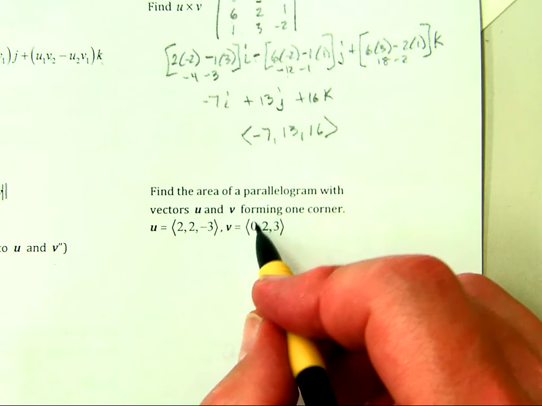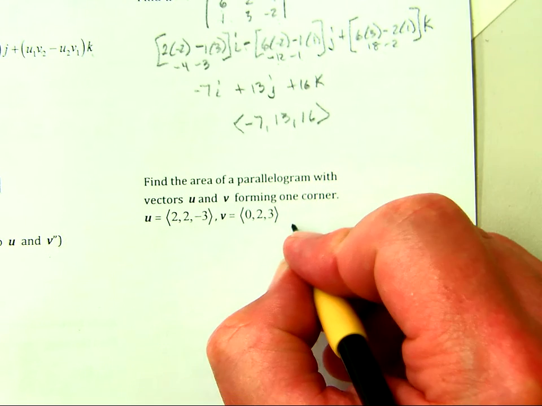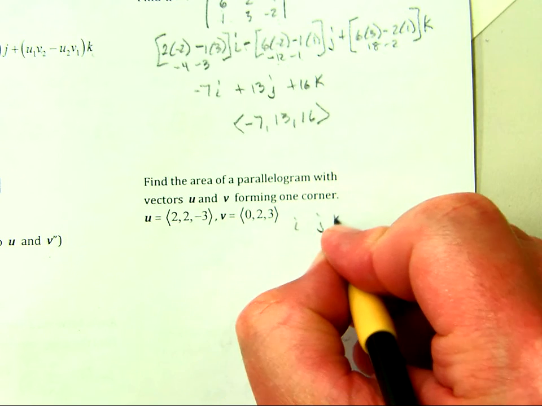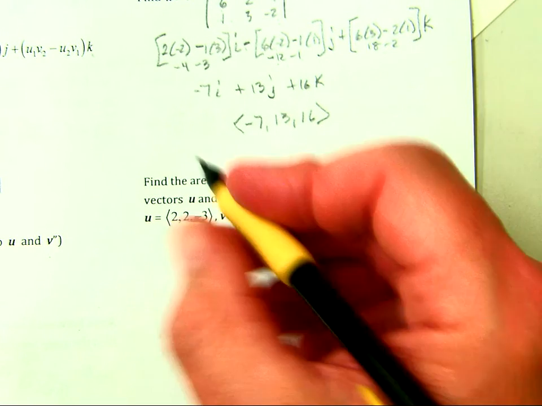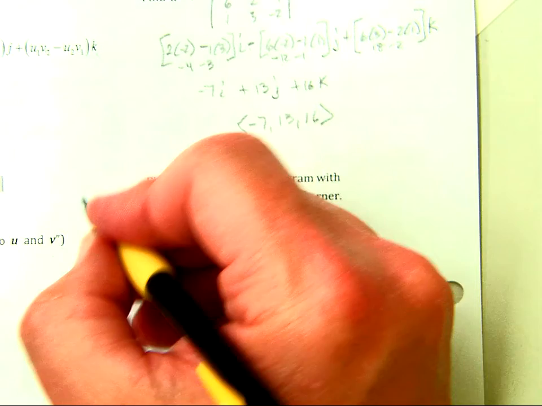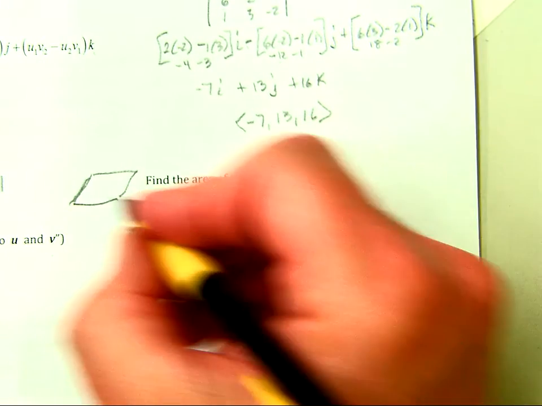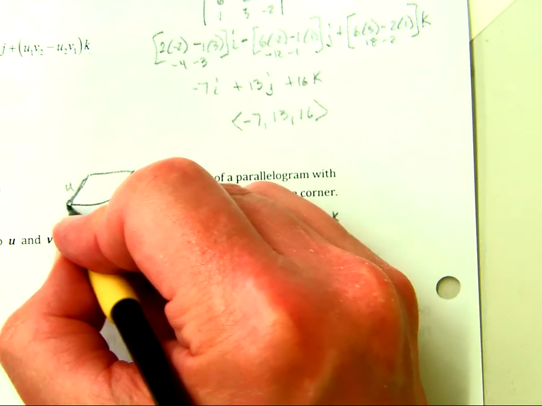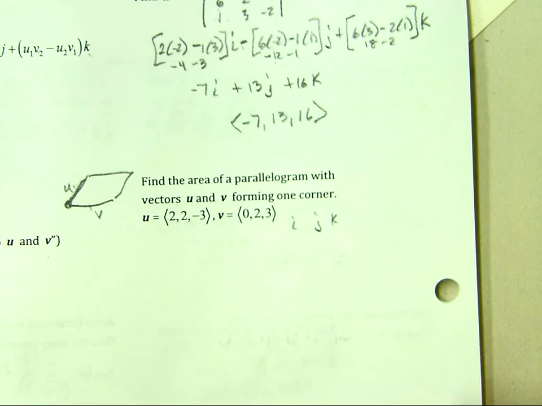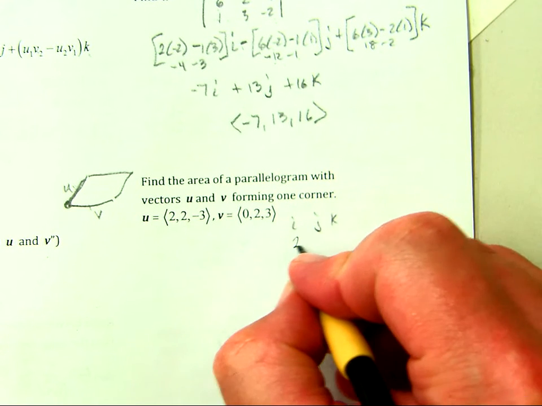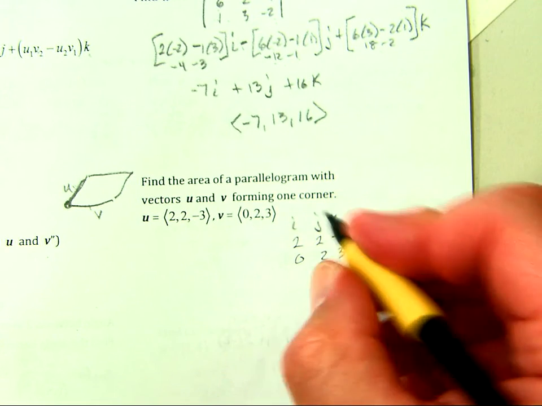Well, the area of a parallelogram, we're just going to do that with this. Okay, let's set that up. So again, our first row is ijk. These are the two vectors from one corner. So if you think of a parallelogram as looking like this, it's a bad parallelogram, like this would be u, this would be v. So if we just know those two vectors, we can find the area of that parallelogram. So ijk, we have 2, 2, negative 3. We have 0, 2, 3.